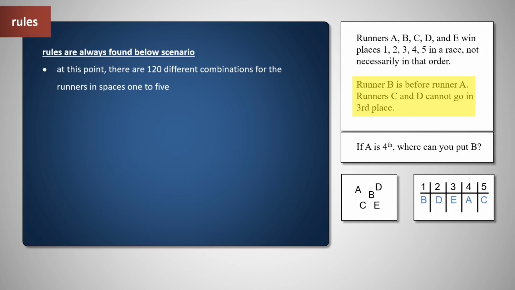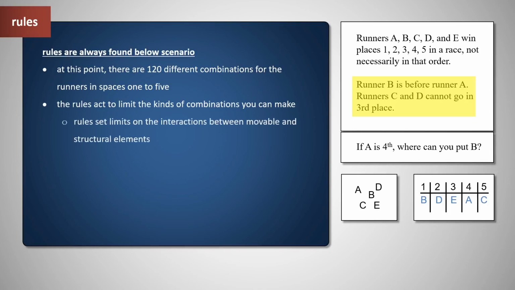And at this point, without looking at the rules, there are 120 different combinations for the runners in spaces 1 to 5. Given how many spaces and how many runners, there are 120 different ways of doing it. Don't worry so much about the number, there's a mathematical formula, but the point is there are a lot of different ways that you can put these runners into these places. The rules act to limit the kinds of combinations you can make. They set limits on the interactions between the movable and structural elements. So the first rule, for example, tells us that there's a limit on how runners B and A can interact.